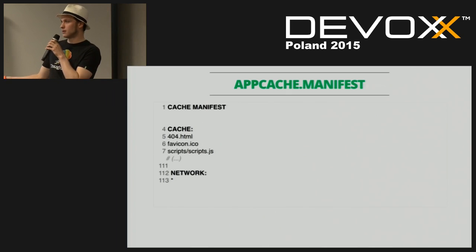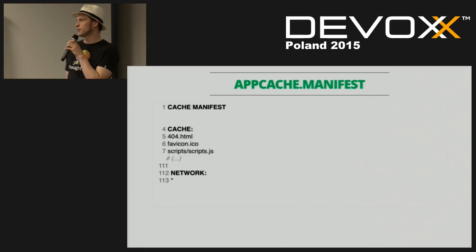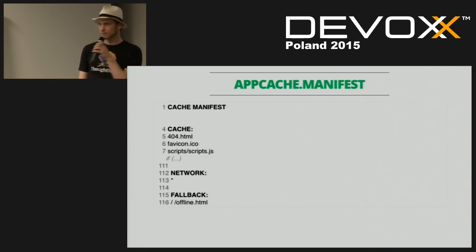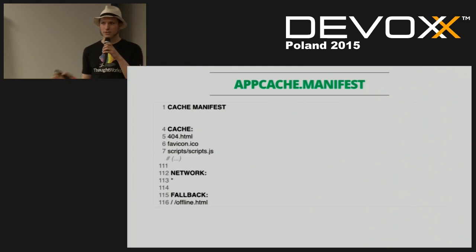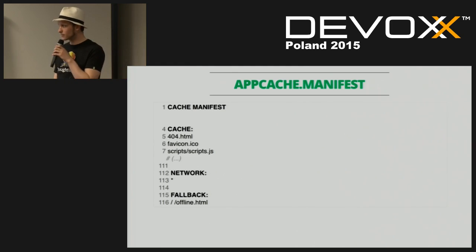For everything which should be available on the network, you can also specify a fallback. So here, the fallback is for everything under the local domain, and this will go to a page which could say the user, well, you are not connected to the internet, so this functionality doesn't work at the moment.